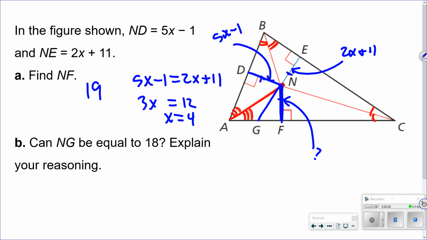remember that the perpendicular distance is the shortest distance. From that point to this line, that's the shortest distance. This one's going at a diagonal over here. It has to be longer than 19 then. It could not be 18 because it's a diagonal. The distance is measured at a diagonal, which is going to be a longer segment.